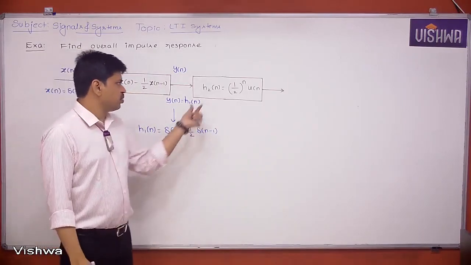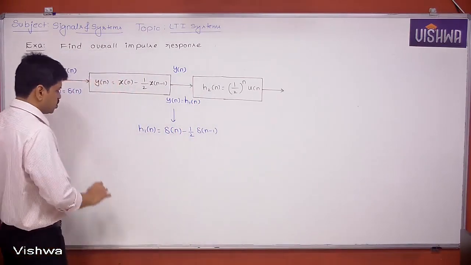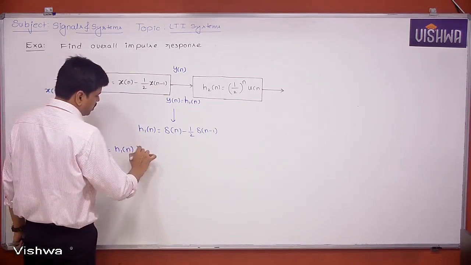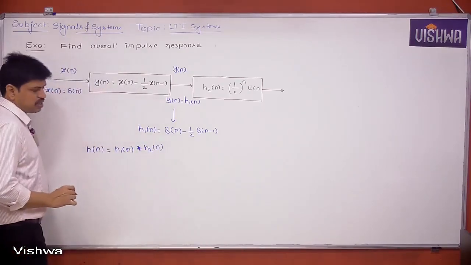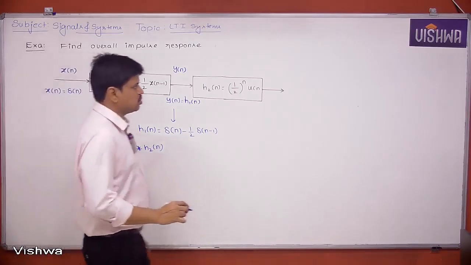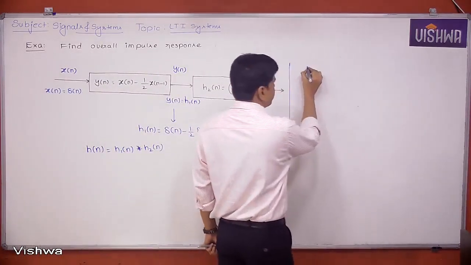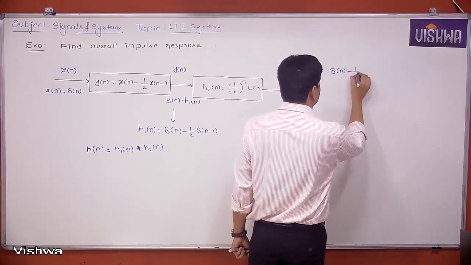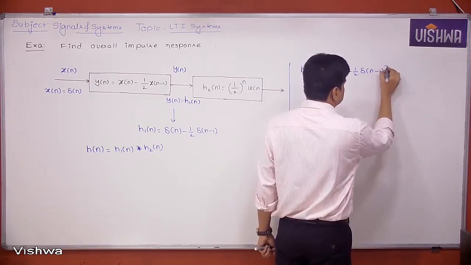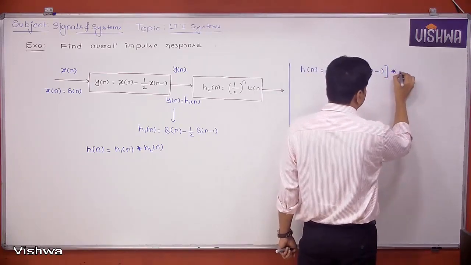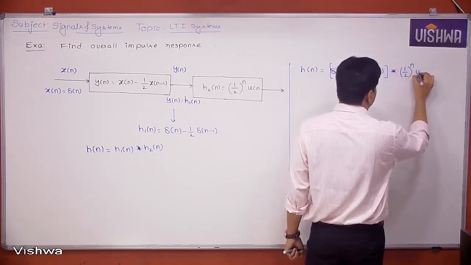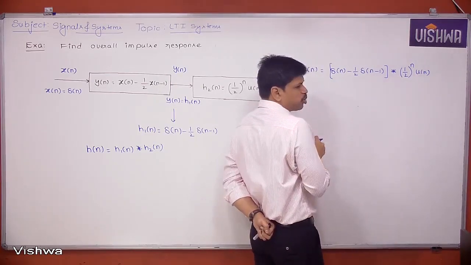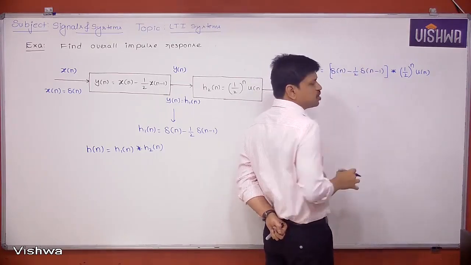So we got h1 of n and we got h2 of n. Then what is the overall impulse response h of n? Which is h1 of n convolution with h2 of n. So h of n is equal to delta n minus 1 by 2 delta n minus 1, convolved with 1 by 2 whole power n u of n. Because convolution is distributive, first I will do the convolution with the impulse, next with delta n minus 1.